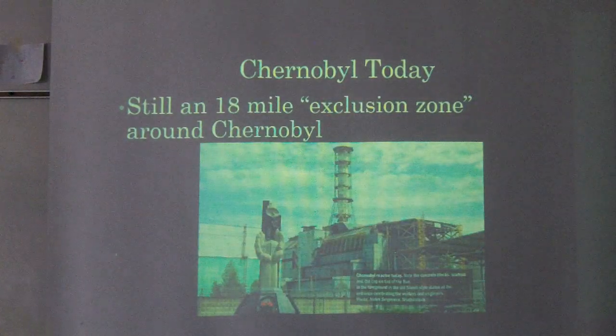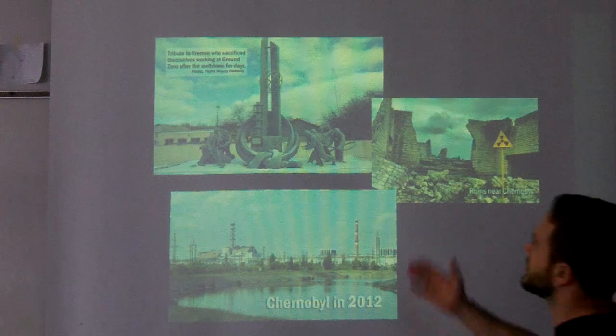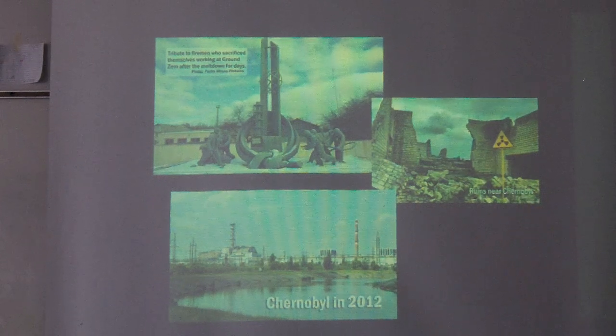There is still an 18-mile exclusion zone around Chernobyl today, and some of it has been blocked in and concreted over. There's a tribute to the people who died going in trying to stop as much of this radiation from getting out as possible.